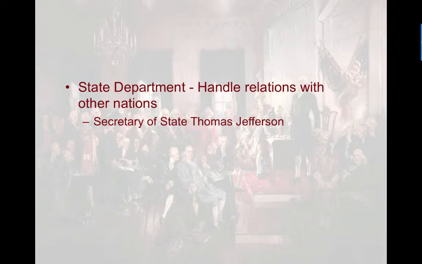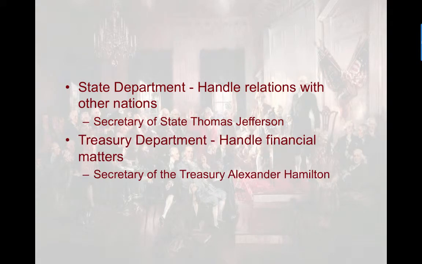The first one was the State Department. Its job was not to handle issues in the states, but to handle issues with other nations outside of the United States. The first Secretary of State was Thomas Jefferson. The second cabinet department to be created was the Department of the Treasury. Again, to handle financial matters, that one's pretty common. And the first Secretary of the Treasury was Alexander Hamilton. Alexander Hamilton revolutionized the way that the federal government created and handled money. So we're going to talk about Hamilton extensively.